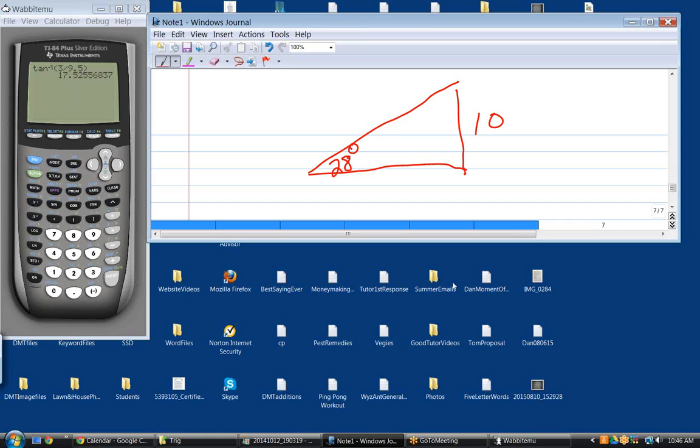And they wouldn't give you this picture. They would just give you all of those words, and you have to draw the picture and get enough information that allows you to finish solving the triangle. And all you need is one angle. As long as you know that's a right angle, then you only need one of the acute angles and one side to solve the triangle.